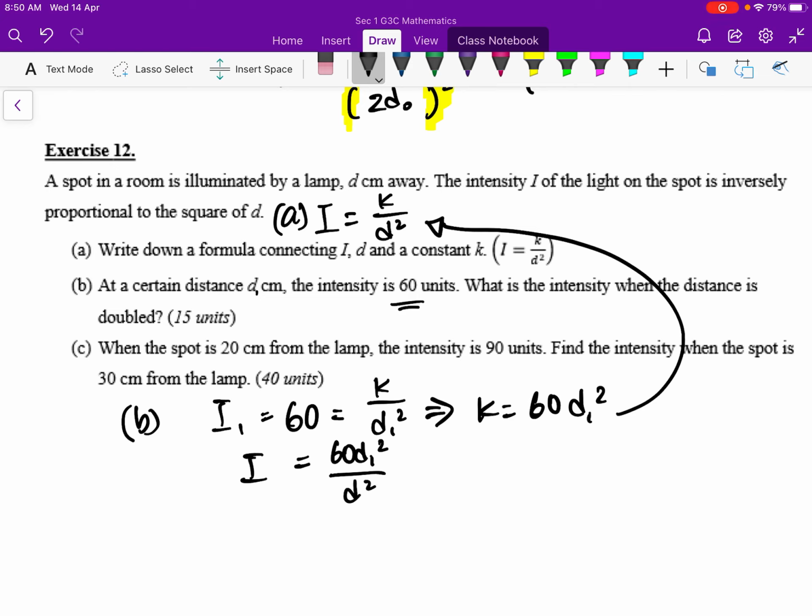Normally you would have seen me use DO for the original value. But typically in questions they don't call it DO. They probably will call it d1. That's why I wanted to amend it that way.